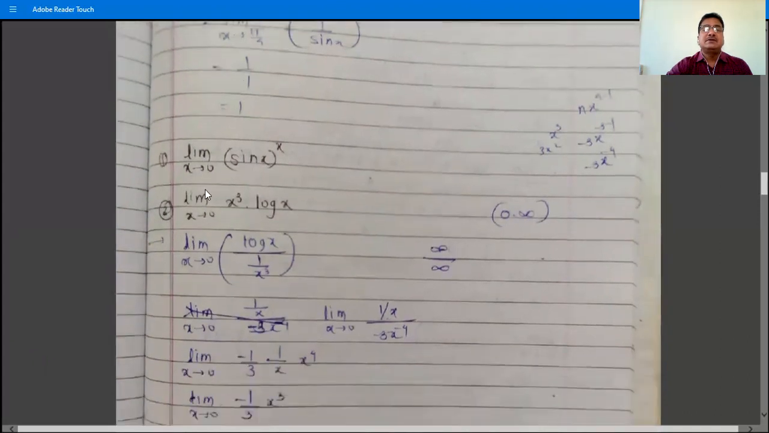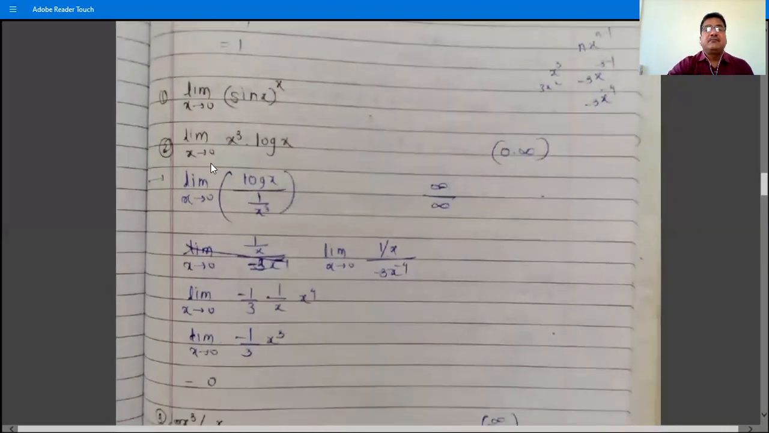So we have the final answer. Then the next problem, limit x tends to 0, sin x raised to x. So we have to solve this problem by taking log of both sides. So suppose y is equal to this, and then take log of both sides.